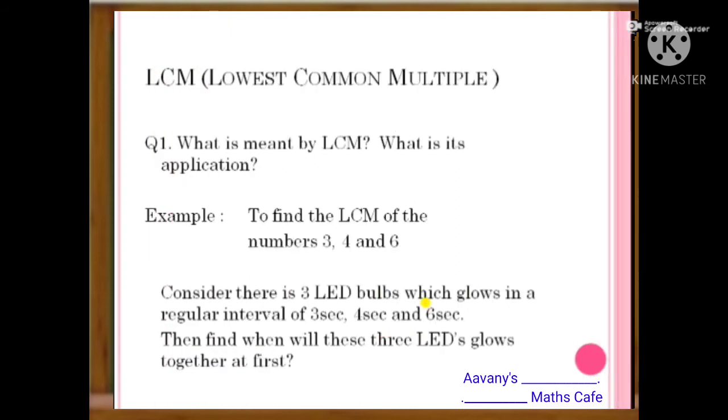Example. To find the LCM of the numbers 3, 4 and 6, instead of the numbers, consider them as 3 LED bulbs which glow at a regular interval of 3 seconds, 4 seconds and 6 seconds. Then find when these 3 LEDs will glow together at first. For this, we have to find the multiples of these three numbers. First of all, we'll go for the number 3.